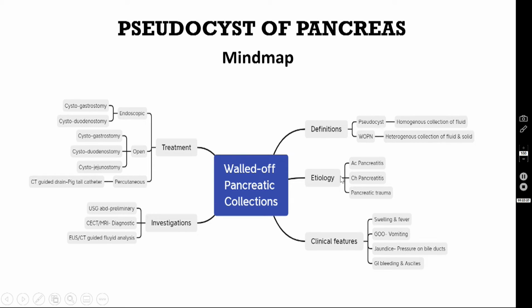Coming to the etiology, this could be because of acute pancreatitis, chronic pancreatitis, or pancreatic trauma. Coming to the clinical features, the patient will definitely have a swelling in the epigastric region, and if it is frankly infected, the patient also will be having both pain and fever. Because of the compression of the stomach, the gastric outlet obstruction, the patient will go for vomiting and they cannot tolerate peroral feeding or food intake.